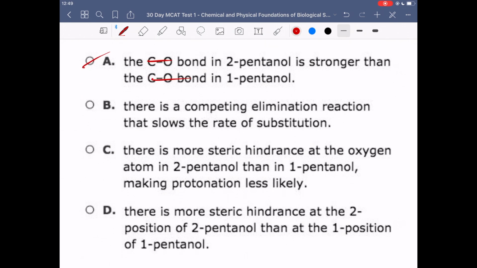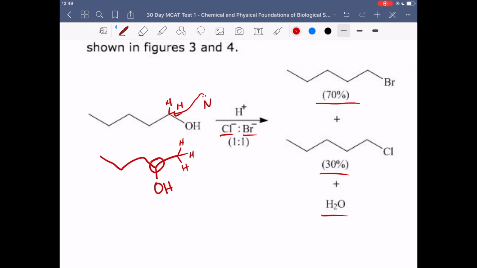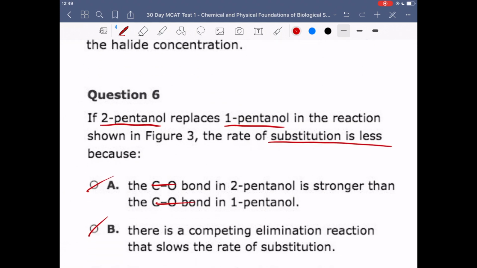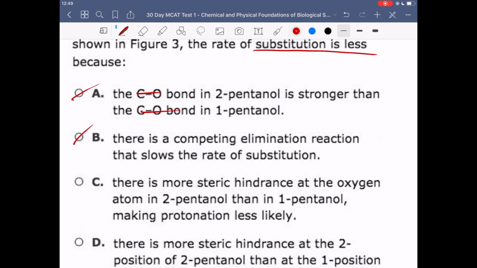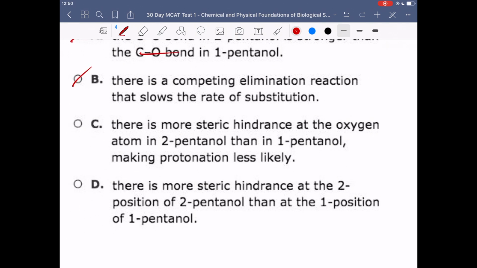Option B is saying there's a competing elimination reaction that slows the rate of substitution, but we're shown over here that the elimination reaction, the E2, it wasn't really a significant factor over here. We're shown that it is a significant factor when it's a tertiary carbon, but we made a secondary carbon, so if we can find something that is a stronger answer, that would be better, because we don't have enough evidence to say that now the competing elimination reaction is significant enough. We don't have enough evidence for that.